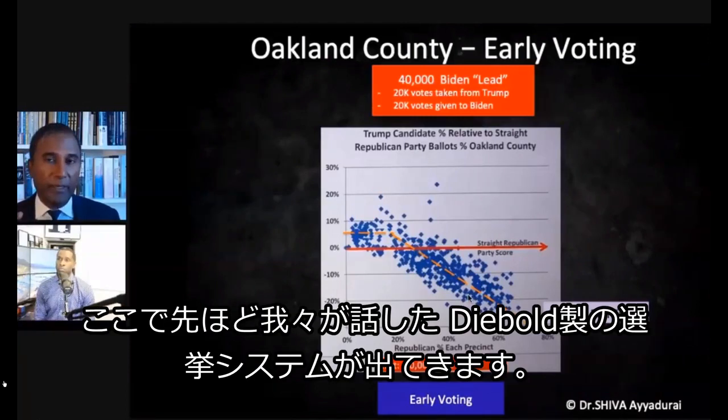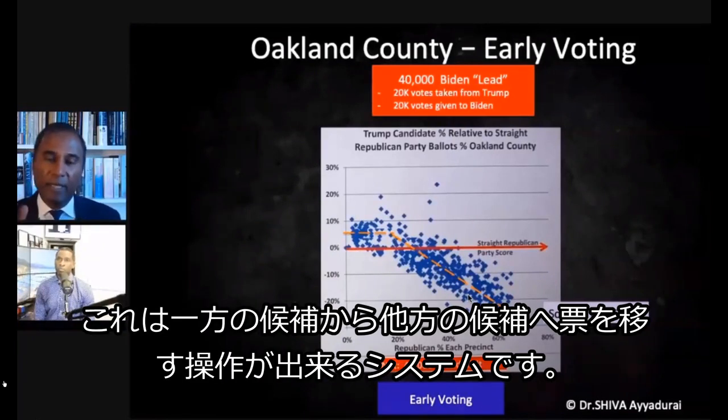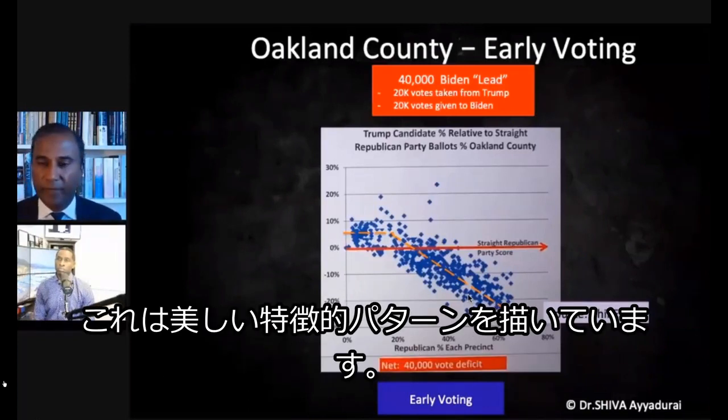And remember, we've talked about it. The election systems, going back to Diebold, have the feature of being able to manipulate vote counts from one person to another. It's called the weighted race feature. So you see it here.